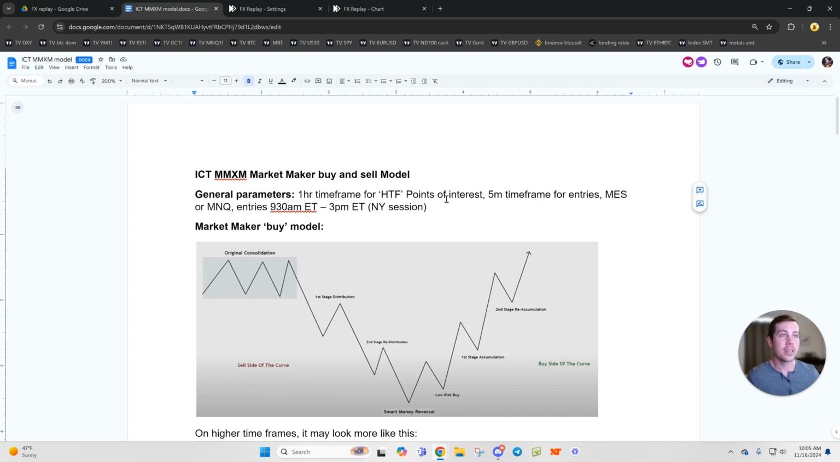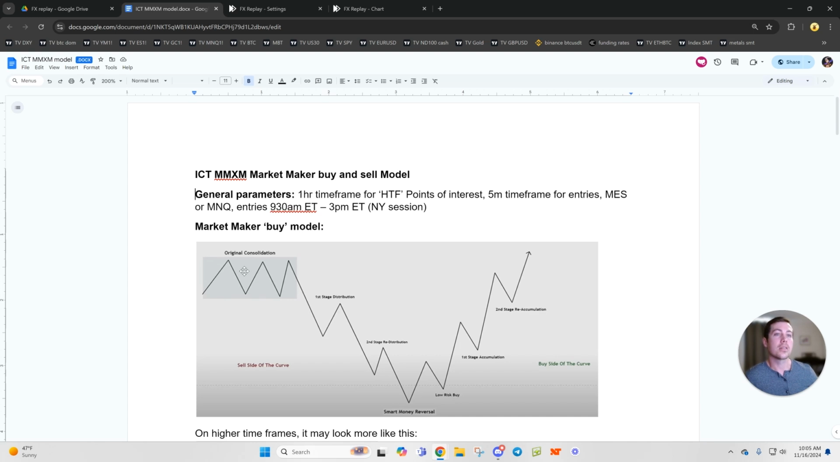But in general, for today, I'm going to be using the 1 hour time frame and 5 minute time frame in conjunction for this model. I'm going to be mainly looking at indices during New York session, but this market maker buy and sell model is really more of a price construct than a specific entry model. You will use specific entry models to actually trade it, but the model in itself is a concept about how price often tends to move.